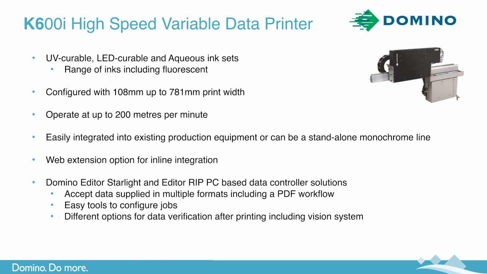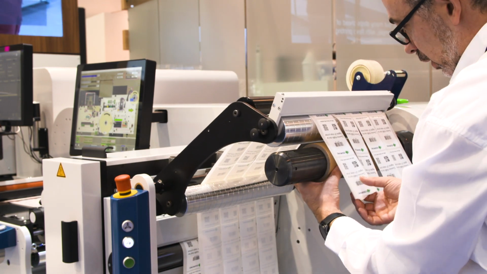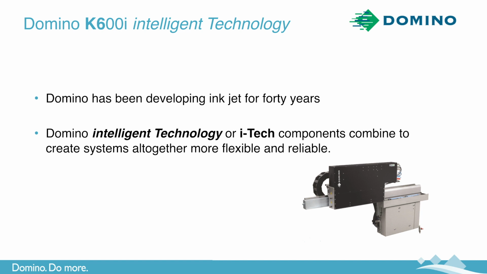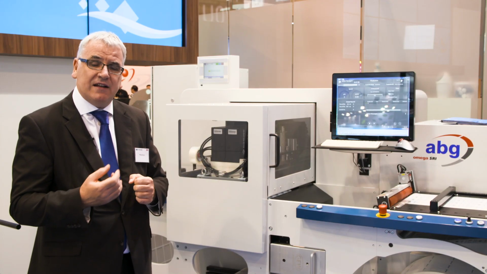So that's the system we have here today. Obviously, we know in Domino you have a choice of inkjet printer suppliers. Domino's been producing inkjet for 40 years, and that expertise is reflected in our printer technology we have here. Within Domino, we have three key features in the K600i that give unique capability, improved reliability, and greater flexibility in use. We call these things intelligent technology or iTech features. And in the K600i, we have iTech Clean Cap, Active Flow, and Stitch Link.